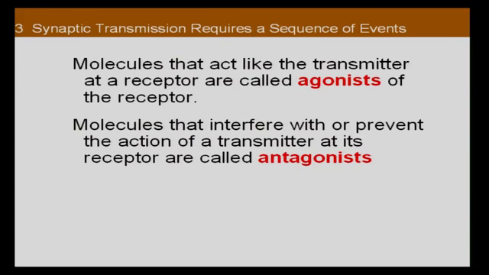Okay, so now two more important concepts to understand when we're talking about neurotransmitters and receptors.